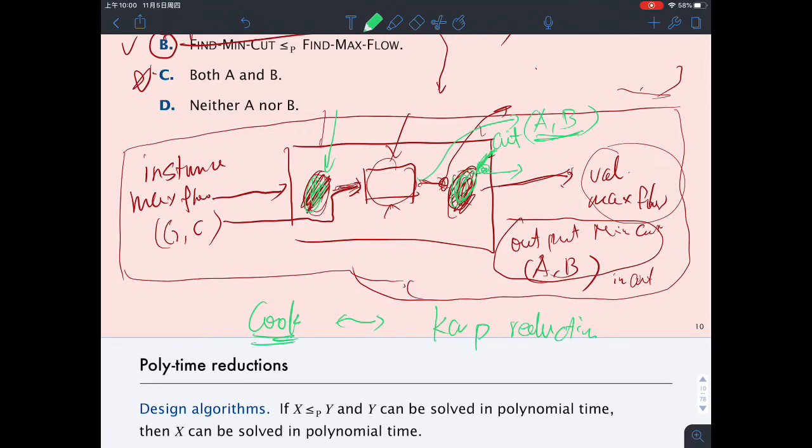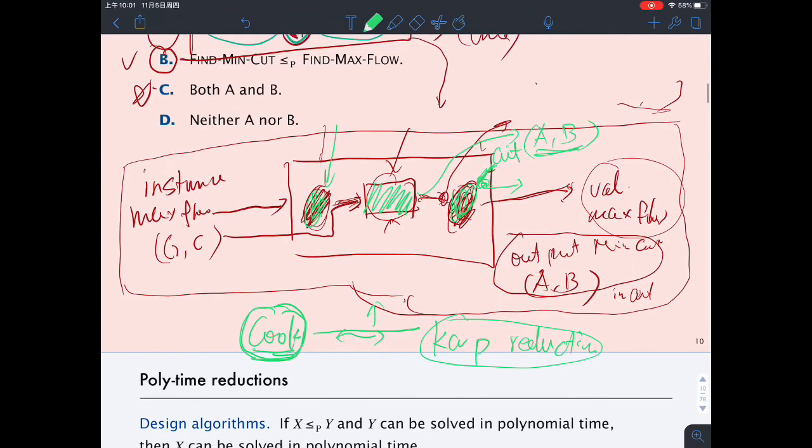They are both polynomial time reductions. Sometimes we call one type Cook reduction, and we call another type Karp reduction. So what's the difference between these two types of reductions? If we use the Cook reduction, we can assume the black box can be invoked multiple times, and we are also allowed to do post-processing.